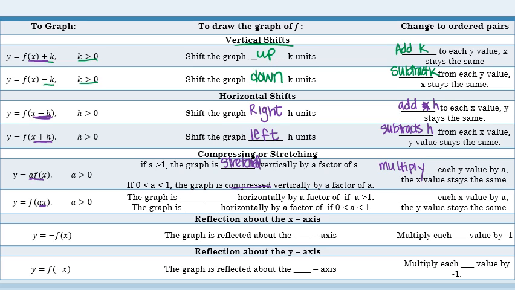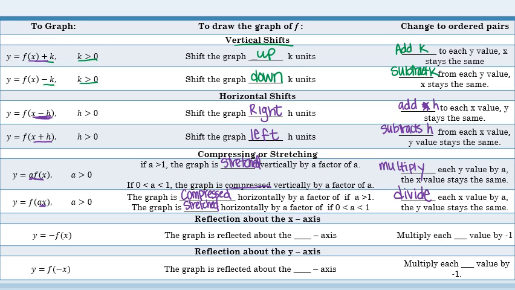For the x values, so here when you've got a constant times the input values, you actually divide each x value by a. So you do the opposite. The graph is compressed horizontally if your a value is larger than 1, and your graph is stretched horizontally if it's between 0 and 1.